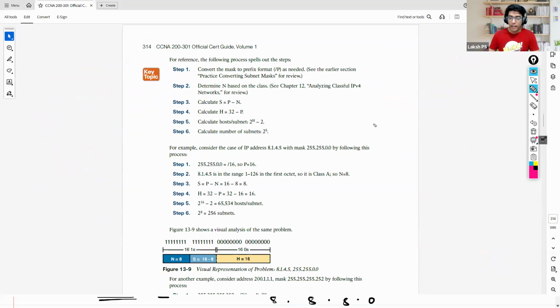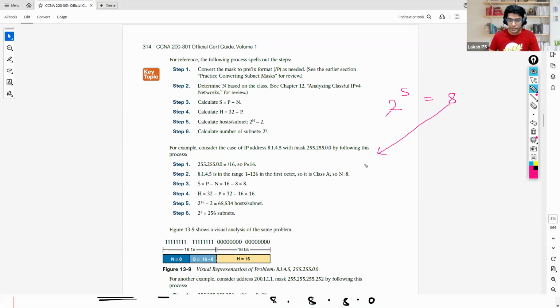So when you are subnetting, you will have a number of subnets, and the number of subnets is based on the subnet bits, calculated as 2 power s. Whatever value you get, let's say you get 8 subnets, for example.